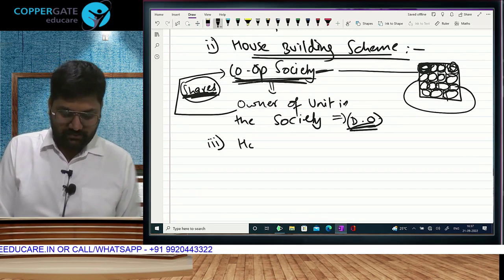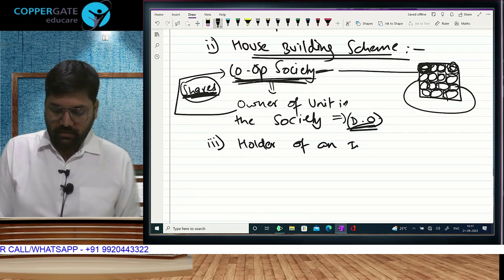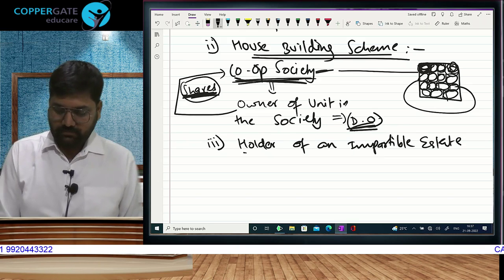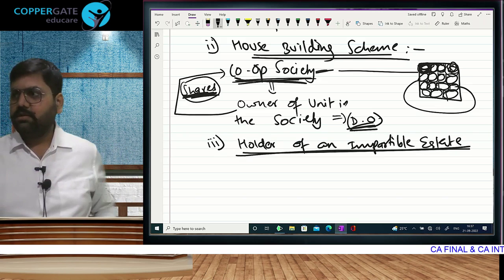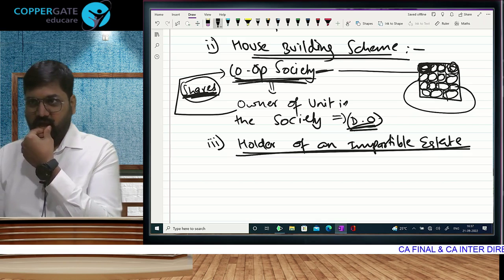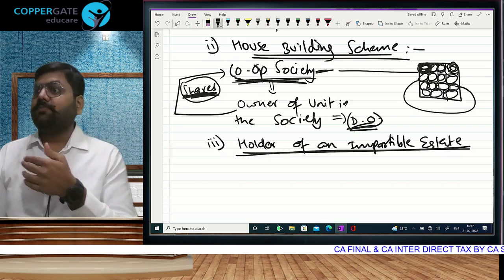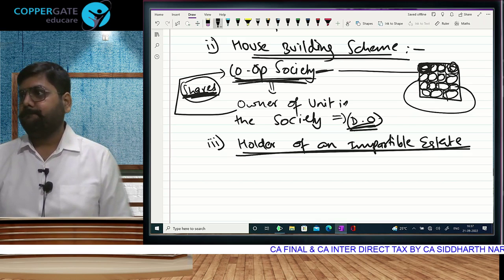Third, holder of an impartible estate. Have any idea what this is? No? Something that cannot be divided without selling.